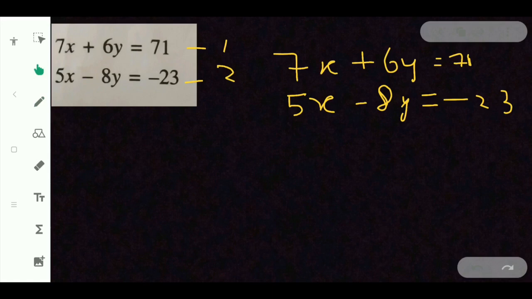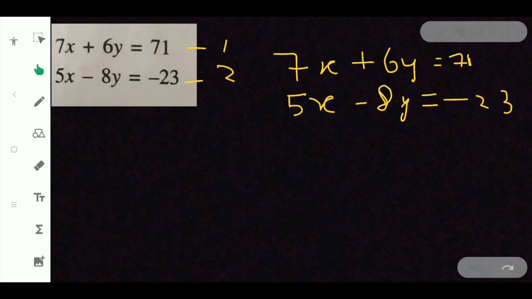So here you can see the first example. This is 7x plus 6y is equal to 71, and 5x minus 8y is equal to minus 23. So I made this as equation number 1 and this is equation number 2.